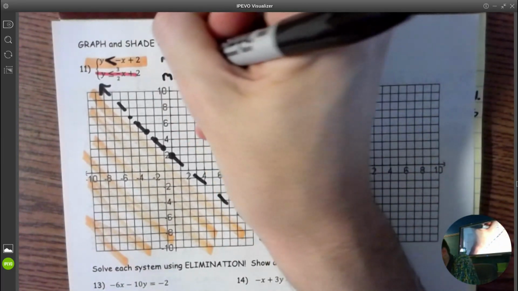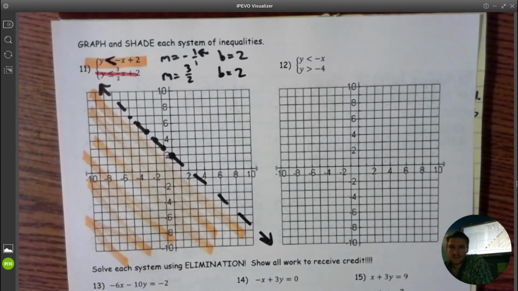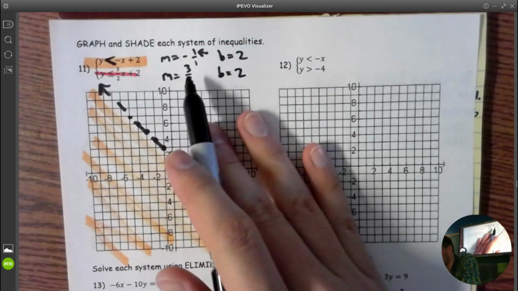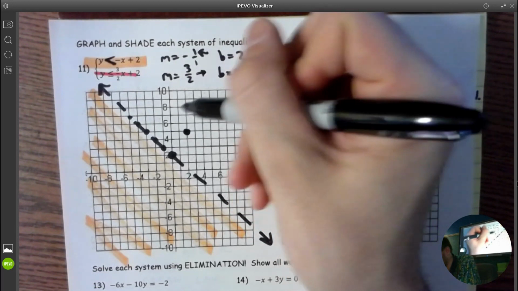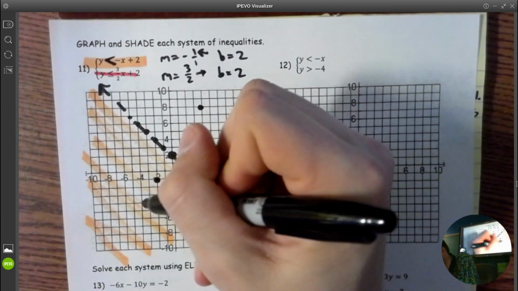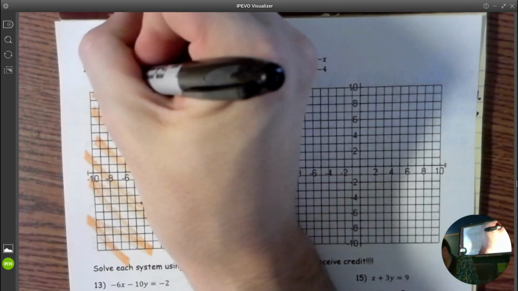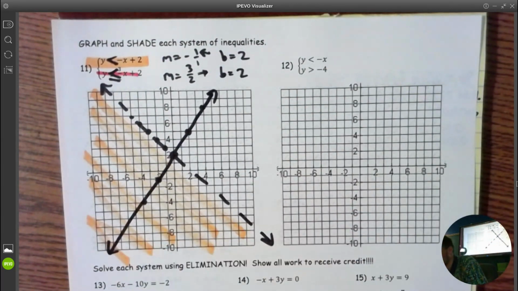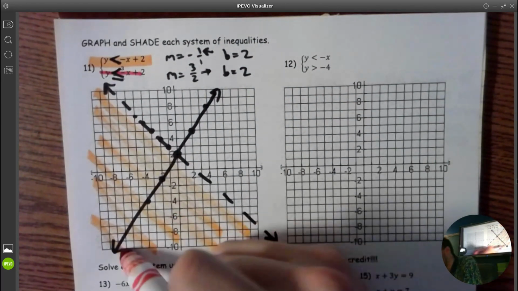That's m equals 3/2, b equals 2. And so we're going to have the same exact y-intercept, which makes things easy. And we need to go up 3 and right 2. 1, 2, 3, 2. Again, we don't need 100 of these little dots. We just need the general idea. This is a less than or equal to, which means we are going solid line on this. And since this is a less than, we need to color below the line.